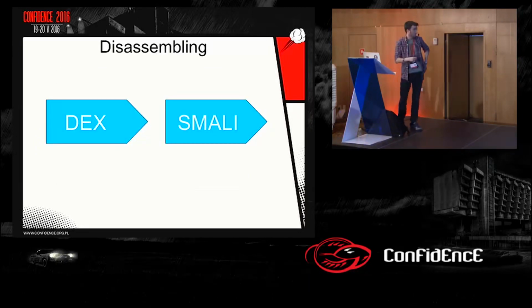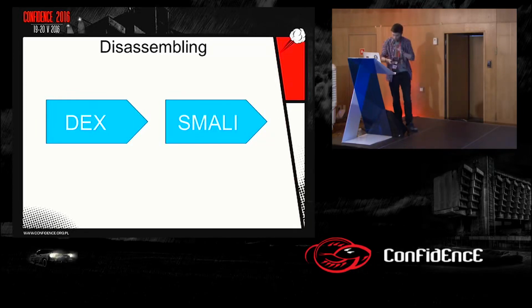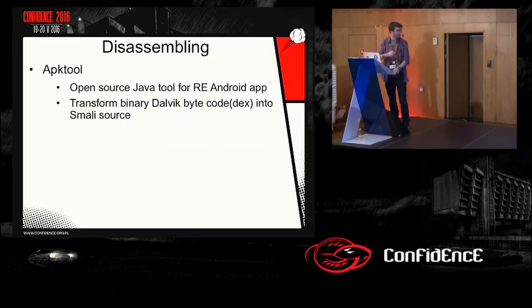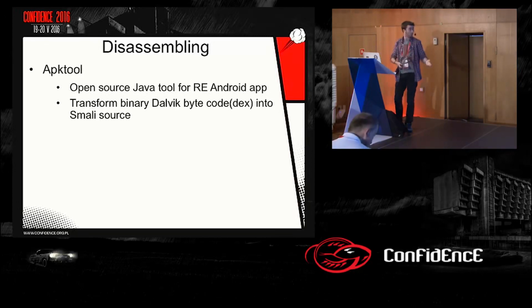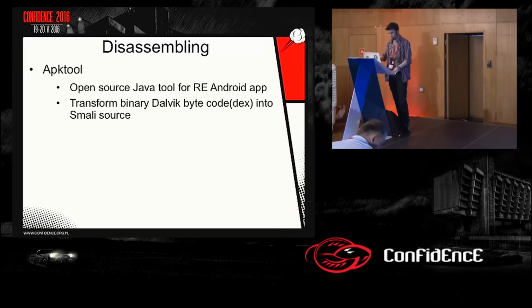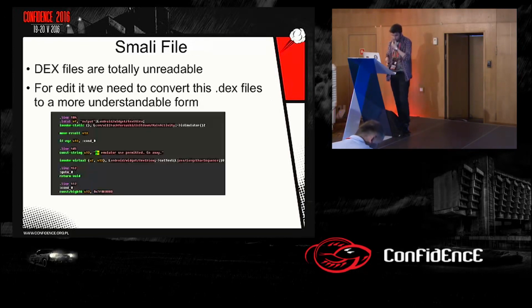The second point is disassembling the application. Basically, instead of going from Dex to Java, we are going from Dex to smali files. As I said previously, the smali file is the same as Java, but it is all the assembly code of the application. For disassembling the application, we can use APKTool, which will convert the Dalvik bytecode into smali source.